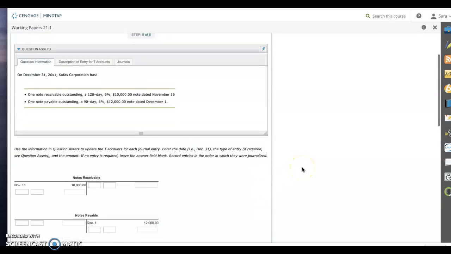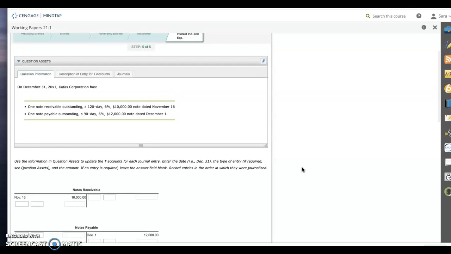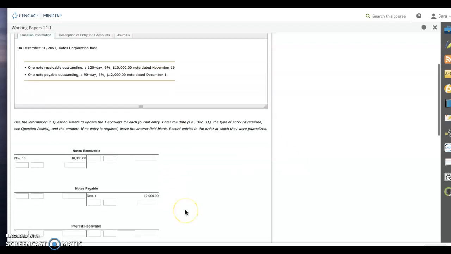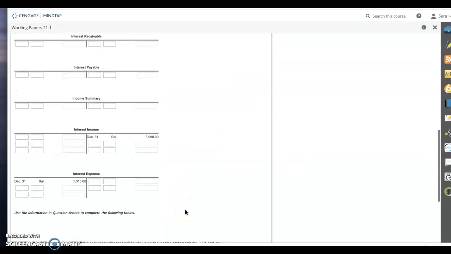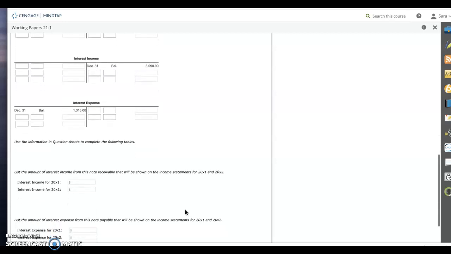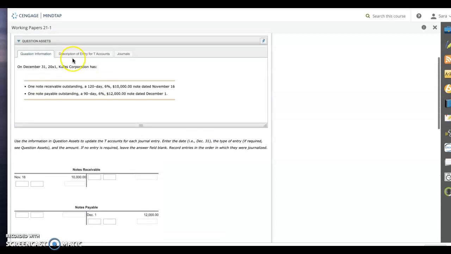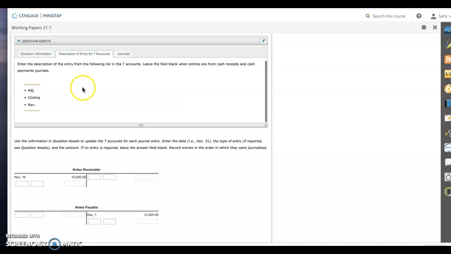Okay, then our last part. Using the information in our question assets, we're going to update our T accounts, enter the date, December 31st, type the entry. They say that we need to use the question assets up above. If no entry is required, we're just going to leave it blank. And so this is basically all of the things that we had done. So we're going to have to put in our adjusting, our closing, and our reversing entry.